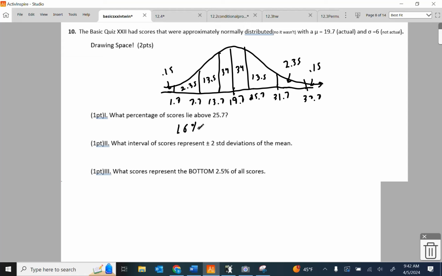What interval of scores represent plus or minus 2 standard deviations? If you go left 2, you're here. If you go right 2, you're there. Scores between 7.7 and 31.7 represent 2. The bottom 2.5%, which is that, is going to be scores less than or equal to 7.7.